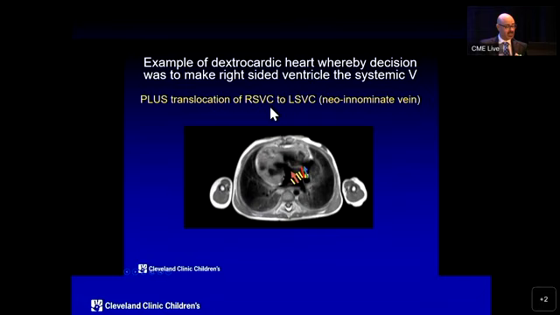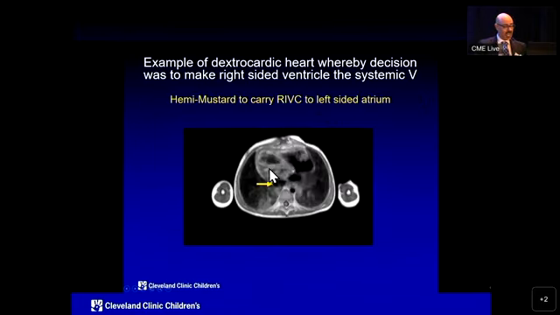And then what did we do with the SVCs? We translocated the right SVC because we want all the systemic veins to drain to the left side. In this case, we created a right SVC to left SVC, or right neo-innominate vein. And then we ultimately did a hemi-Mustard to connect the right IVC to the left-sided atrium.